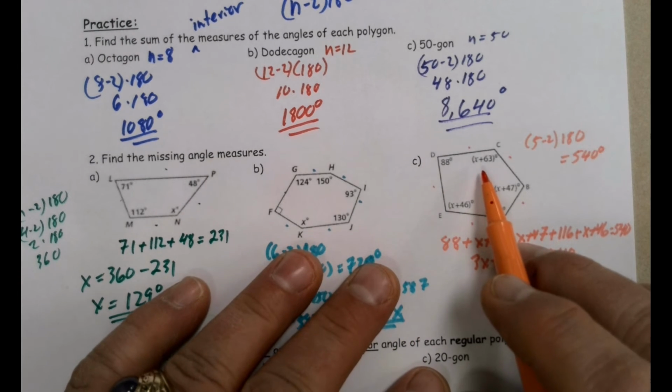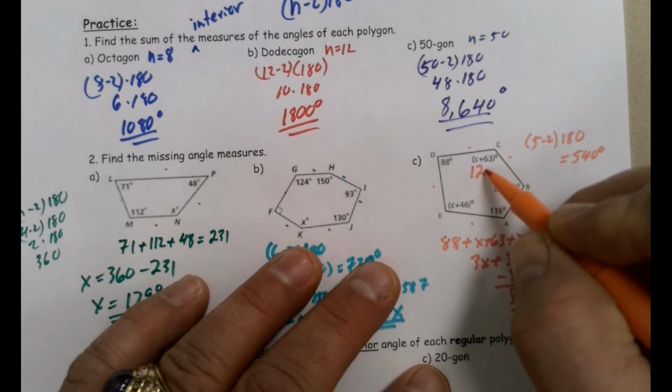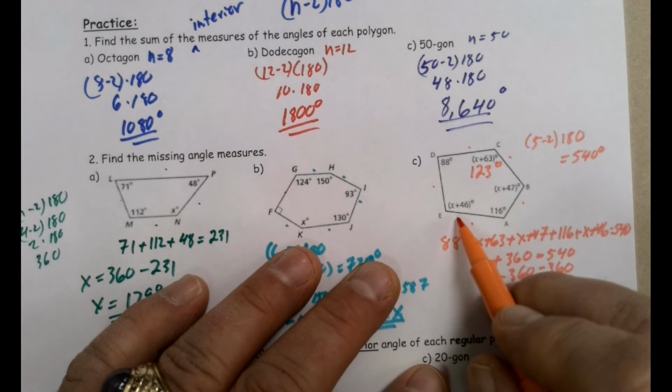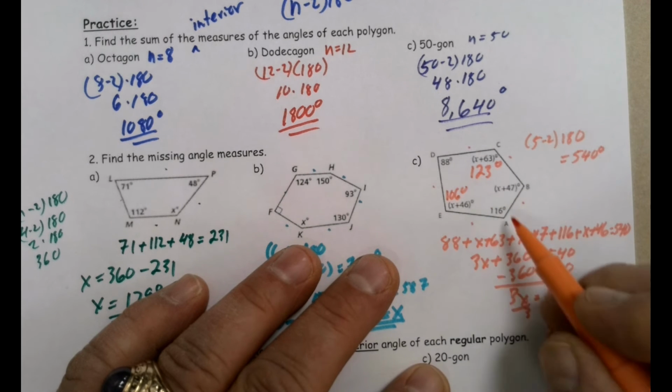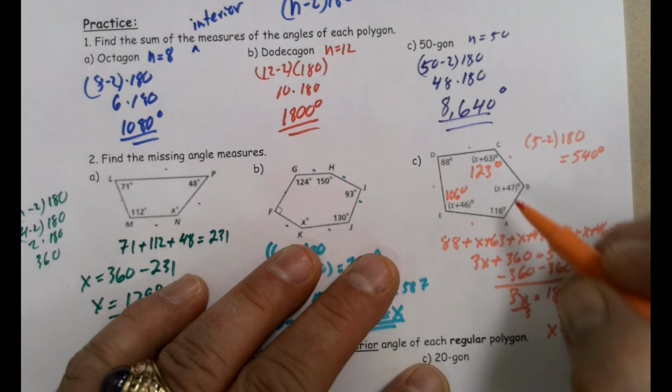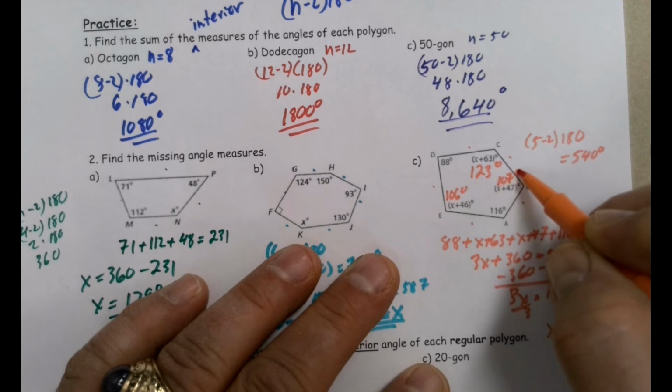60 plus 63, this is going to be 123. 60 plus 46, that's 106. 60 plus 47, that one's 107.